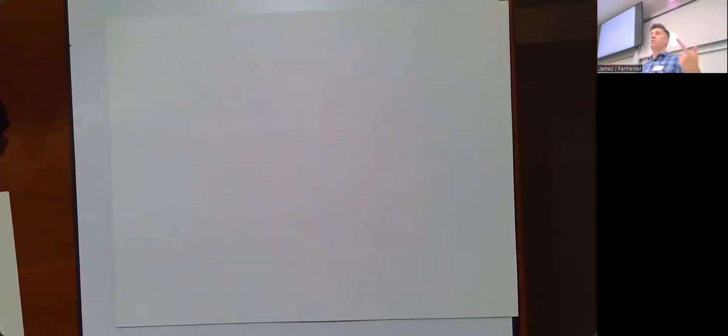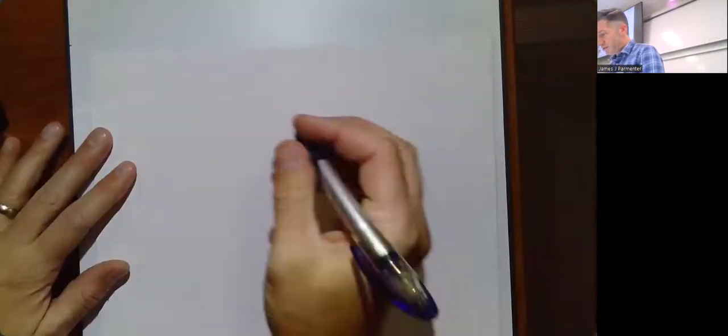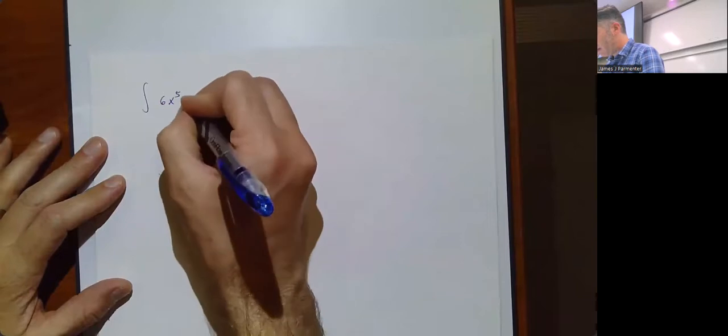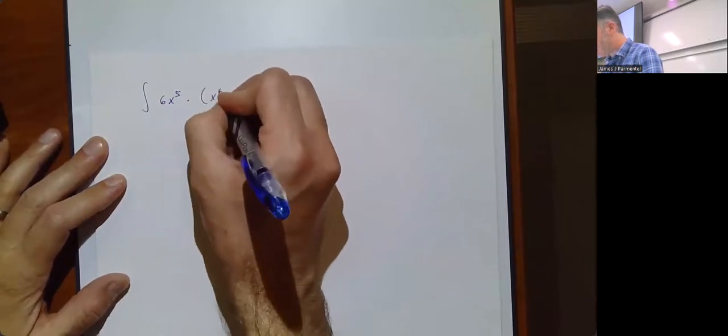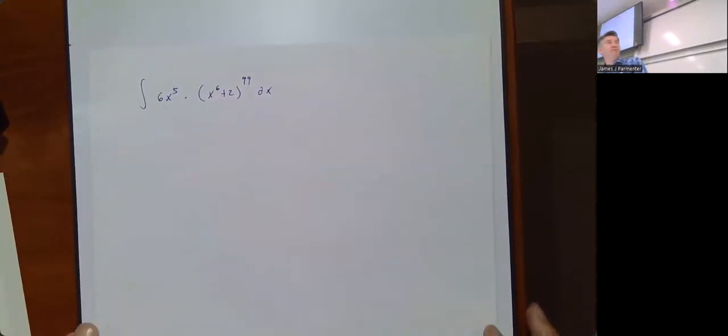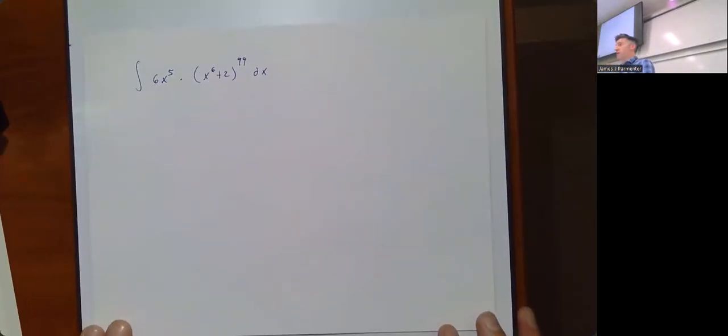So the thing is, that one you can totally multiply out. But if you had something like this, the integral of 6x to the 5th times x to the 6th plus 2 to the 99th power, although technically possible to multiply out, it's not realistic.